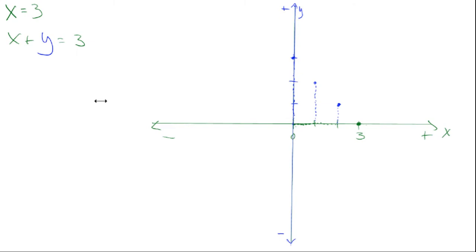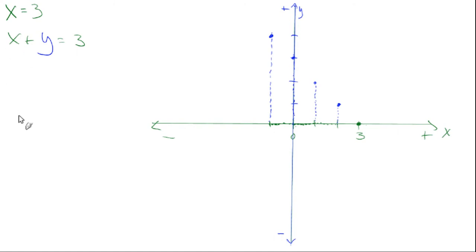How about if we made x negative 1? Could we do that? Sure, we could go to negative 1 for x, and y would just have to make up for that and go up to 4. Okay. So we can graph all of these solutions, moving in the x and then the y direction, making sure that x and y add up to 3.